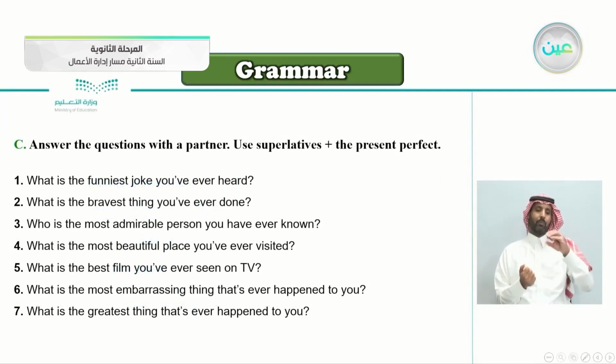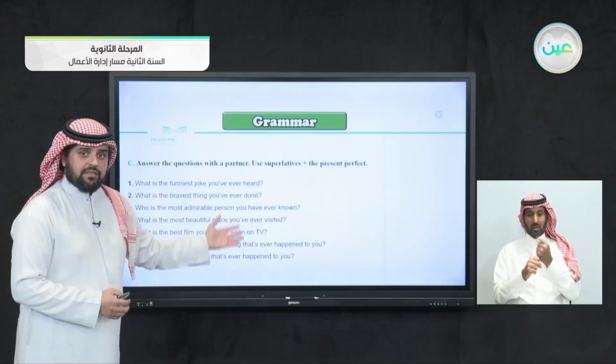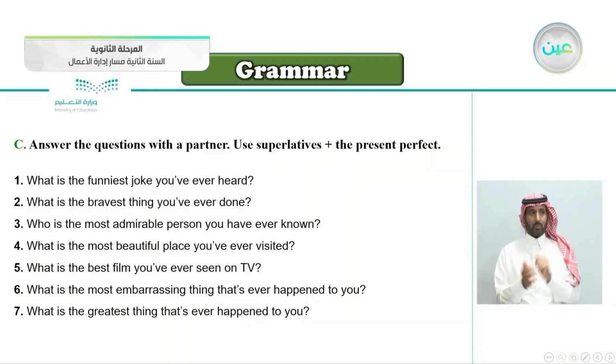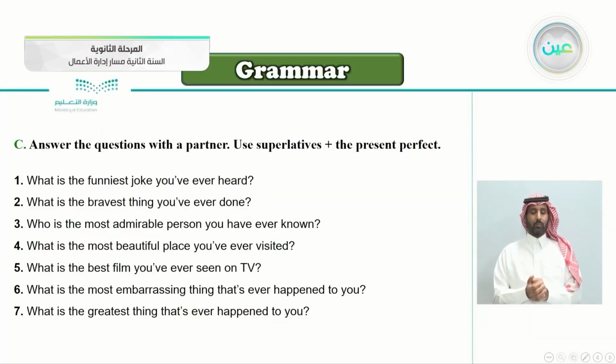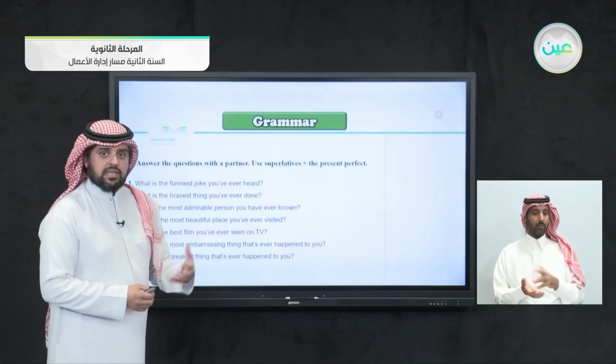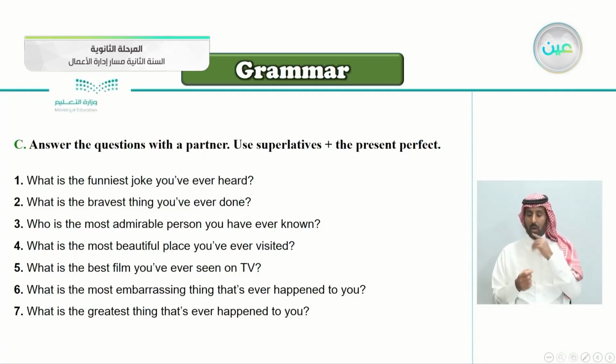Exercise C here, answer the questions with a partner. Use superlatives and present plus the present perfect. So you'll be answering all of these questions with your partner. What is the funniest joke you've ever heard? What is the bravest thing you've ever done? You say the bravest thing that I've ever done is something. Who is the most admirable person you've ever known? What is the most beautiful place you've ever visited? For example, you say the most beautiful place I've ever visited is Mecca or Switzerland, for example.